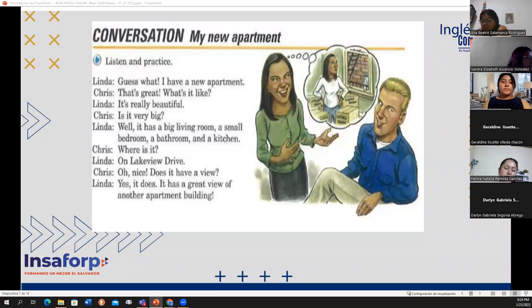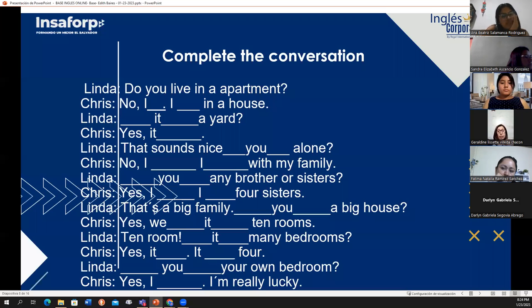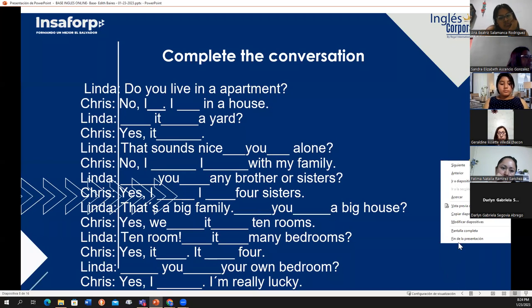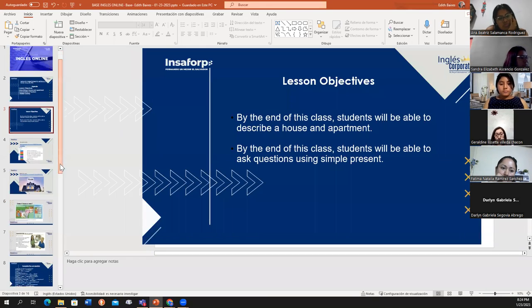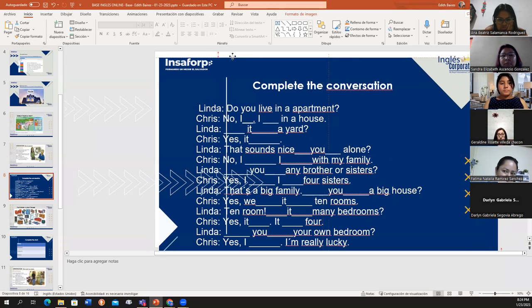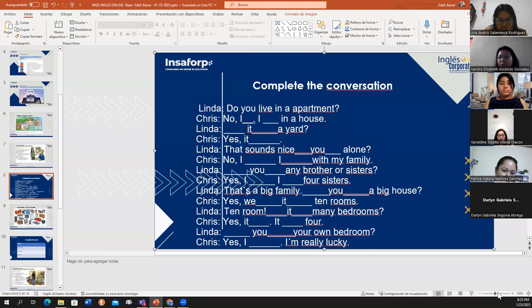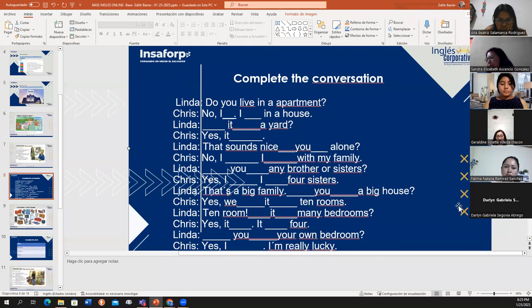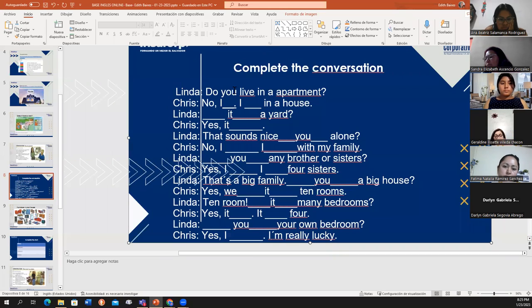Okay, good. Does it have a view? Like, ¿tiene una bonita vista? Okay, yes, it does. ¿Tiene una vista al otro edificio? Okay, good. Do you have questions? ¿Tienen preguntas acerca de esta conversación? No, teacher. Okay. Now we are going to complete this conversation. We are going to practice what we have been studying during the previous week, and also the exercises that you have been doing.